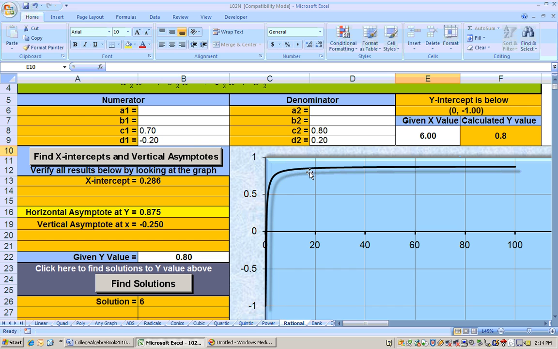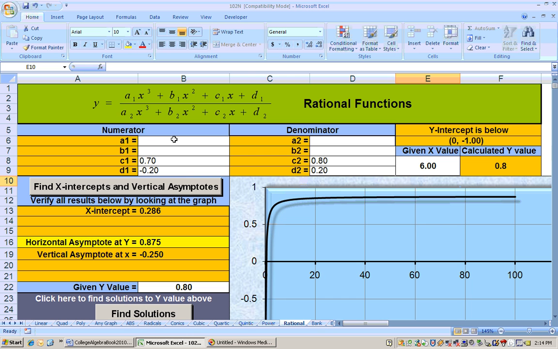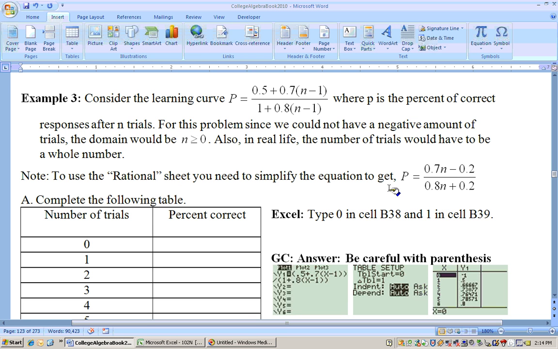You're going to have problems sometimes that you need to find the horizontal asymptote by hand because it's going to be higher than a cubic over a cubic. Now, how would we do that on this particular problem? Well, let's say we didn't have Excel. We would simplify it, and then we would look at the numerator, whose power is to the first power, and the denominator, whose power is to the first power.